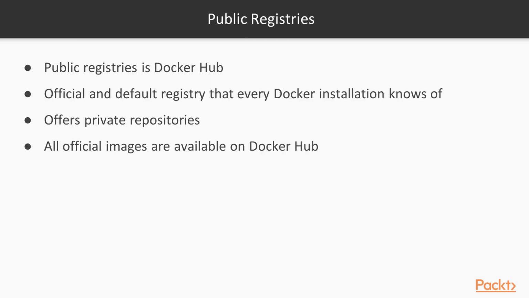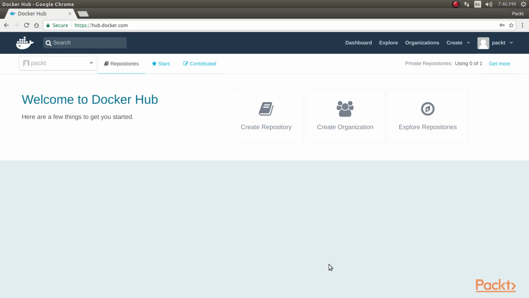First, we have the public registries. The most known of the public registries is Docker Hub. It is the official and default registry that every Docker installation knows of. Also, it offers private repositories, but the most interesting feature is the fact that all the official images are available on Docker Hub. Let's see how we can use it.